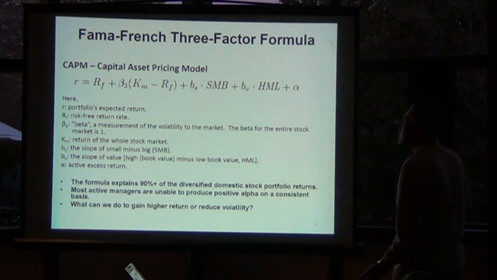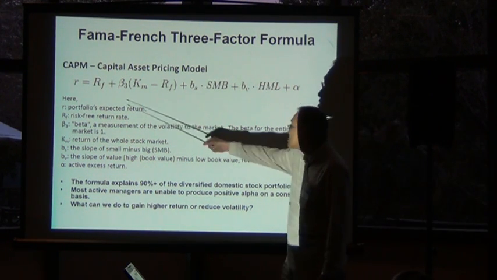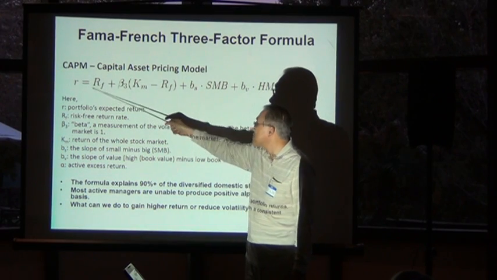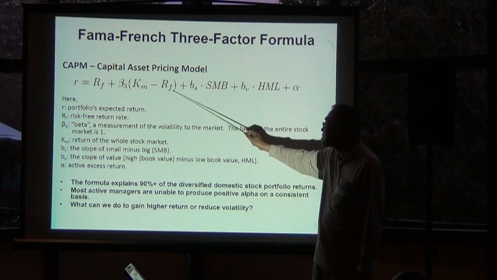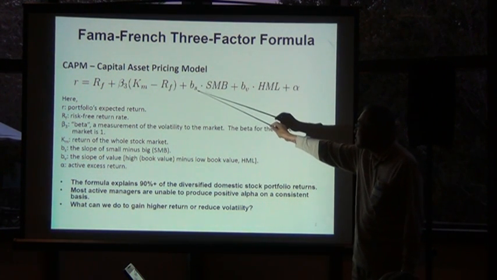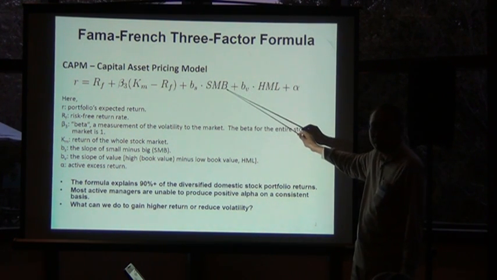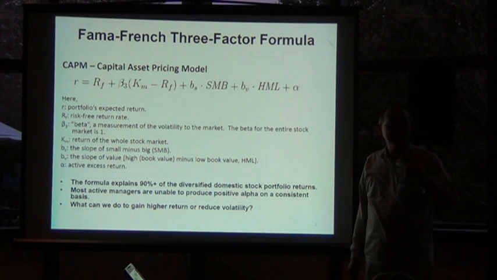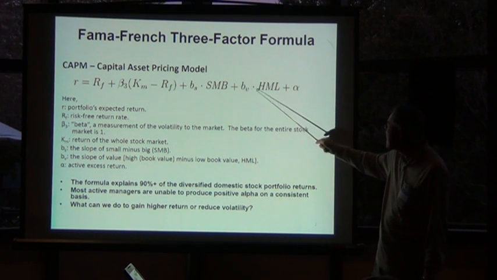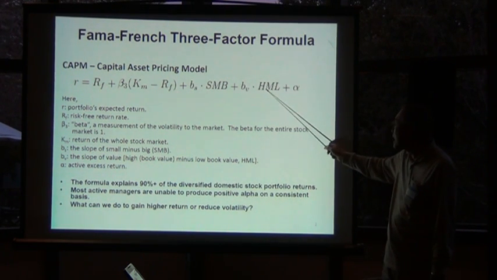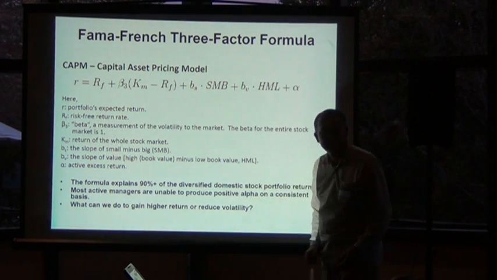So most of you are familiar with the Fama-French three-factor formula, which is: the return is the risk-free return plus a beta of market return minus risk-free return, plus another factor for the small minus big. Small cap, generally speaking, will outperform the large cap. And another factor here is high book value minus low book value. Then plus alpha. Alpha is the active excess return.